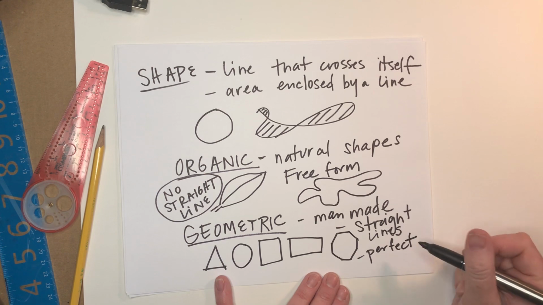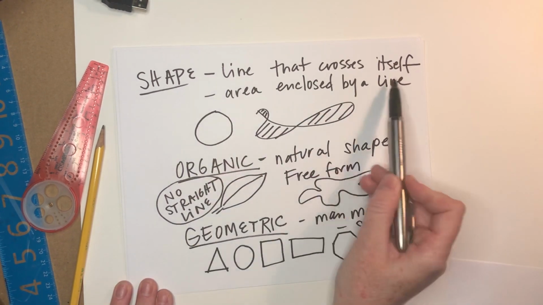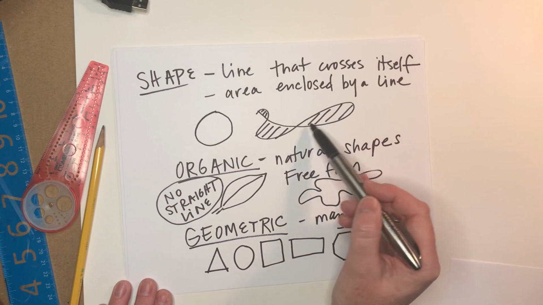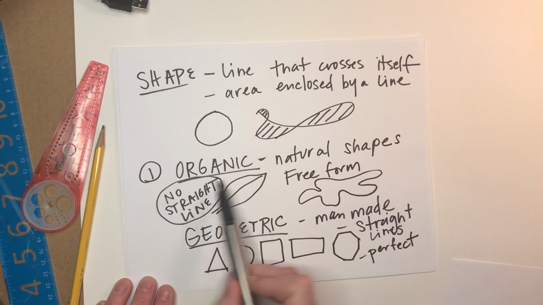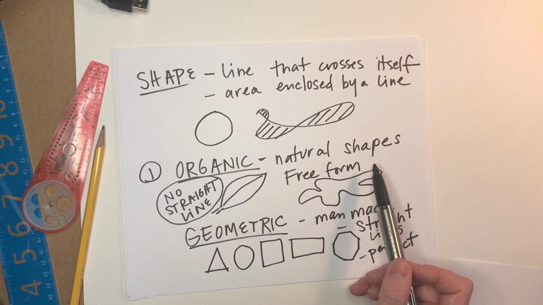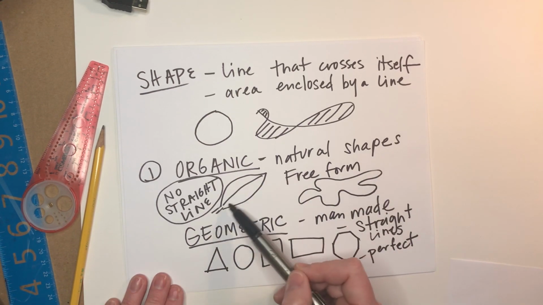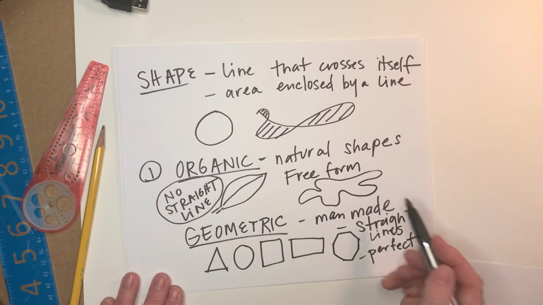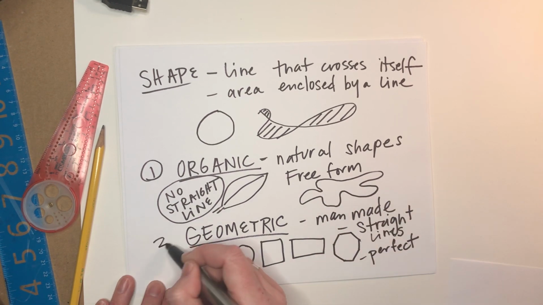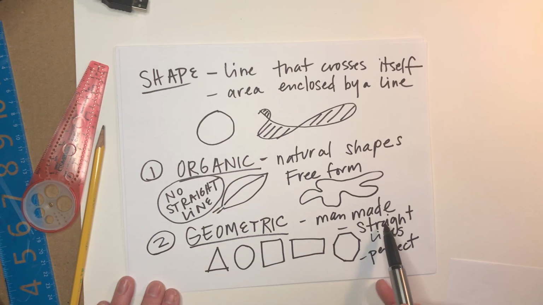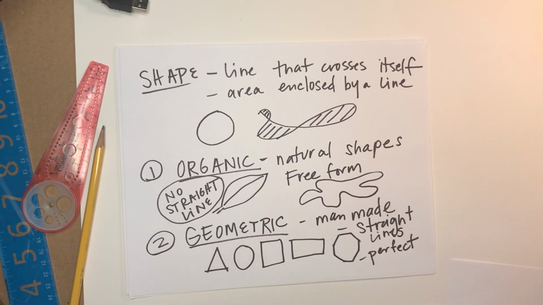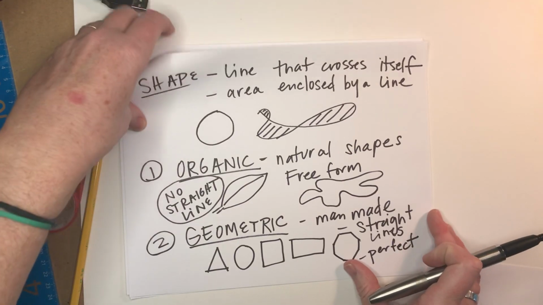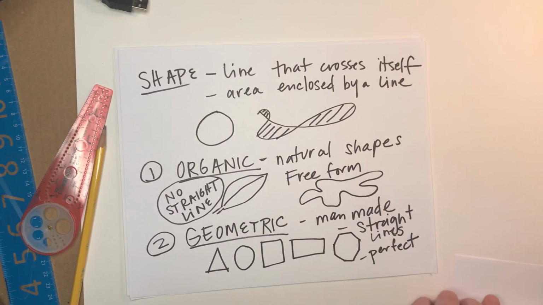No flaws, okay? So shape: a line that crosses itself, an area enclosed by a line. We created 2 shapes here. And then there are 2 different types of shapes. There's organic, which are natural shapes. You can get them one of 2 ways: you can trace something that's organic, or you can draw your own little blobby amoeba-type things, free forms. There's also geometric, more man-made. Think of architecture and things you're going to learn in geometry class and math class. Now that you've got that, let's do a little activity here.